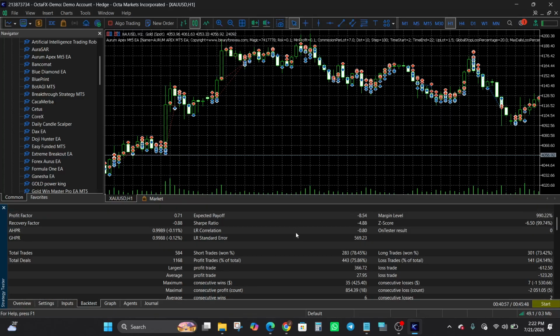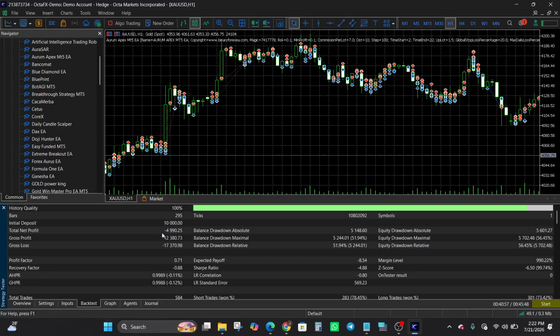moves resulted in a net drawdown of 4,990.25 for this specific 20-day backtest window, leading to a profit factor of 0.71 and a peak equity drawdown of 56.45%. All right. So at the end of the day, almost 50% of the balance was lost. All right. So this backtest highlights an important lesson in quantitative analysis. A high win rate alone does not guarantee net profitability if the underlying risk to reward ratio is asymmetrical.